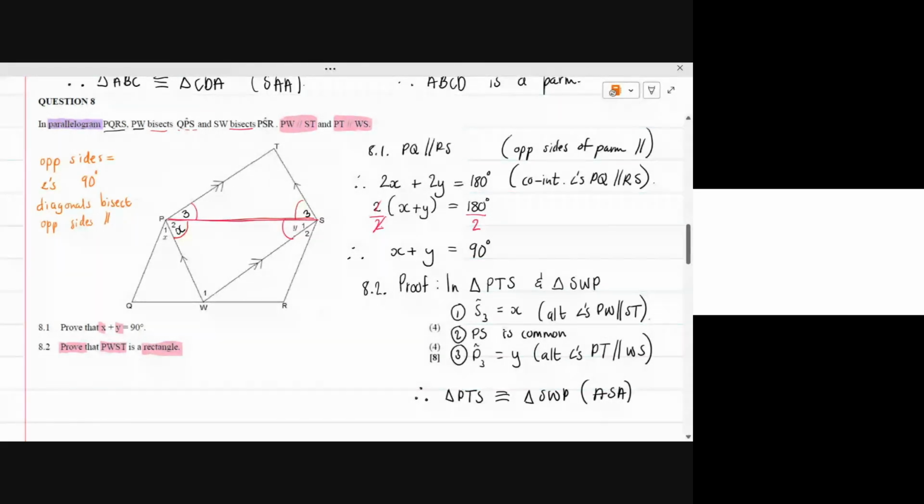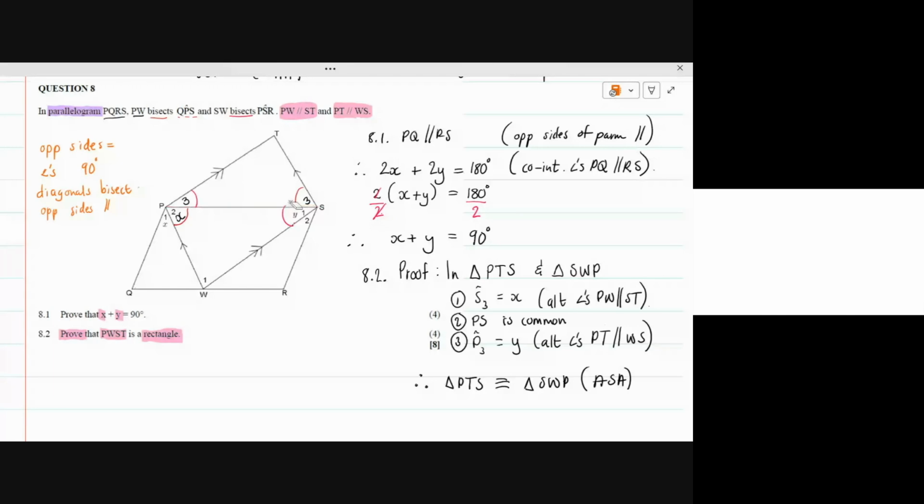So here's the problem, guys. The only thing we've really proven is that PWST is a parallelogram, because we've given it all the properties of a parallelogram. But who can tell me what is the difference between the parallelogram and the rectangle? There's one very important difference. Be a little bit more specific. What's the difference between a parallelogram and a rectangle specifically? No, opposite sides are also parallel in a parallelogram and in a rectangle.